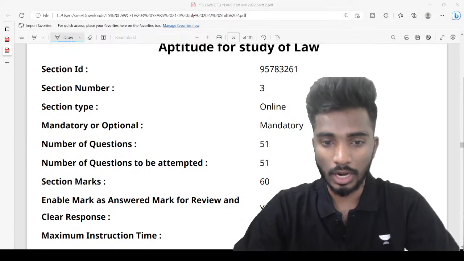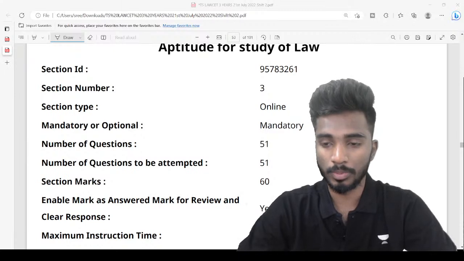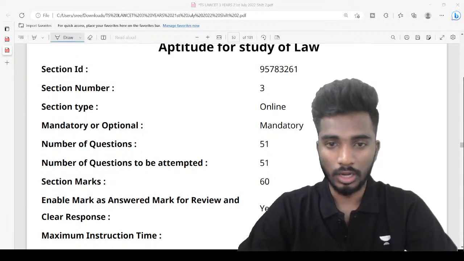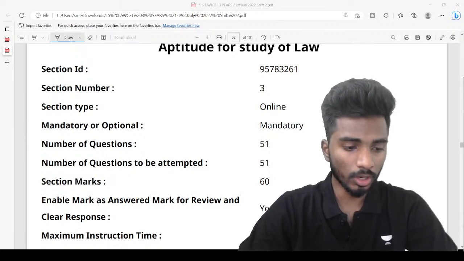You know that we have started a series of previous year question paper analysis for the Legal Aptitude section of TS LAWCET and also AP LAWCET. So the last 2 days we were discussing 2 question papers, and today we are going to discuss the third one.